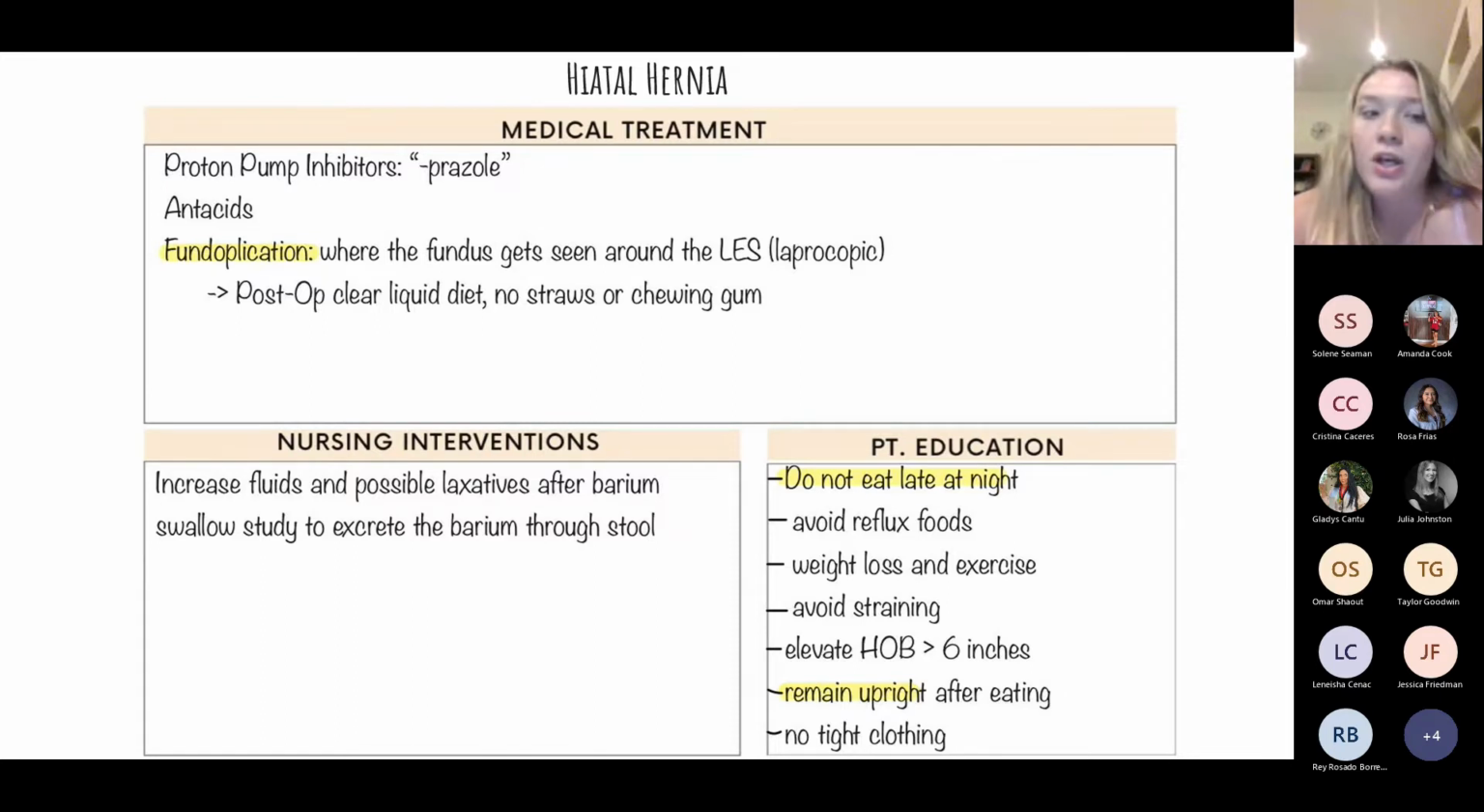For this procedure, just know that post-op, they're going to be on a clear liquid diet. We want to avoid straws or chewing gum because we don't want to increase a lot of air into that newly healed area. After they've received their barium swallow study, as nurses, we need to increase fluids, both orally and IV, and we also will usually give them laxatives to help get it out. Patient education is going to be pretty similar to GERD because the symptoms are pretty similar to GERD, so just keep that in mind.